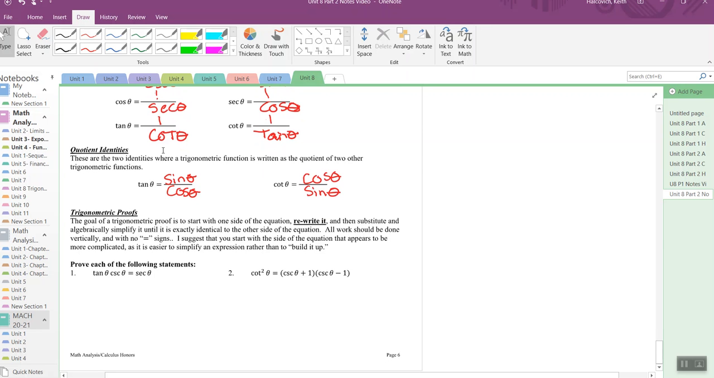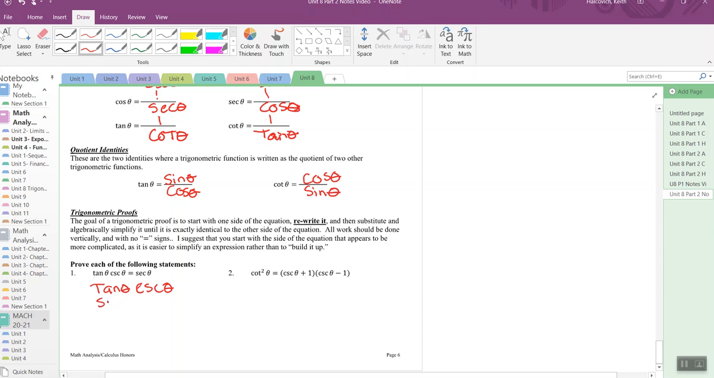All right, so the last thing is proofs. Remember, we are going to start with one side of the equation and rewrite it. And then we're going to substitute algebraically. So for example, here I'm going to start with the left side. So tangent theta, cosecant theta. And then I'm just going to go down. It's not equals. I just want to prove that the left is the same as the right.